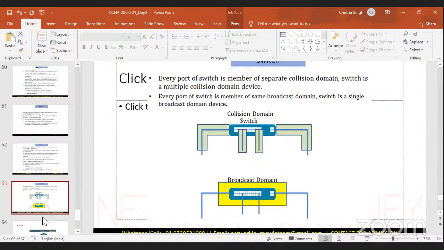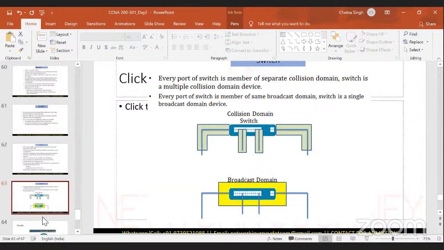Whereas when we talk about the broadcast domain, it's a single broadcast domain, because if a broadcast frame comes in, it will be forwarded to all the ports. If it doesn't know the destination, if there is no entry in the table, again it will broadcast to all the ports. So it has a single broadcast domain and multiple collision domains. This is very important to fix in your brain.